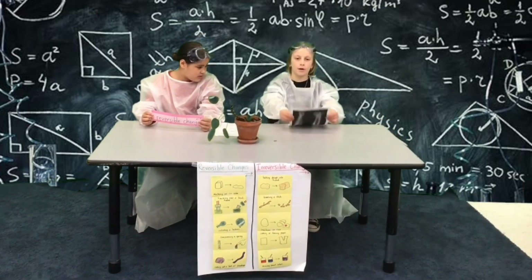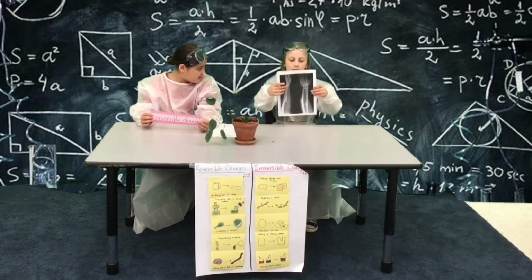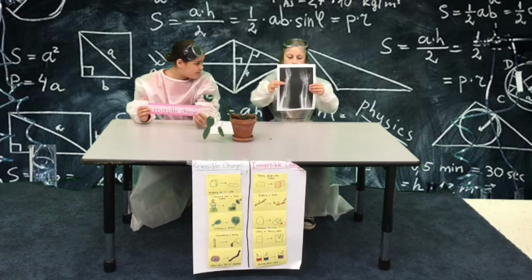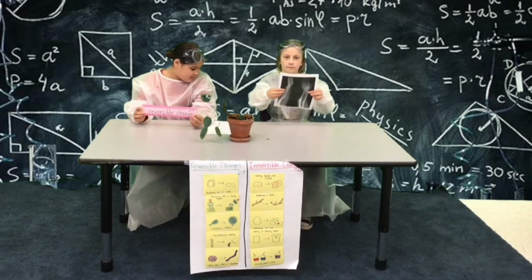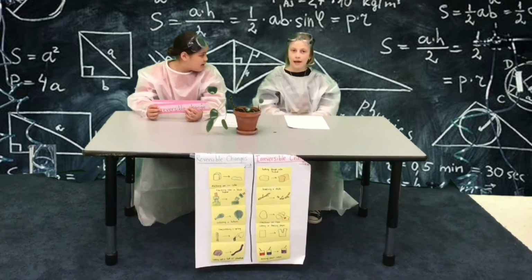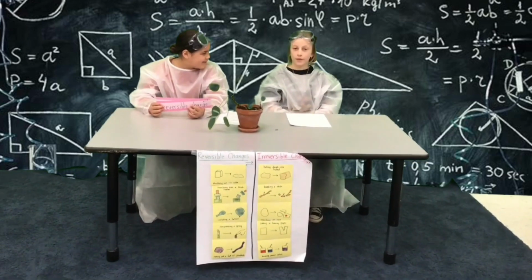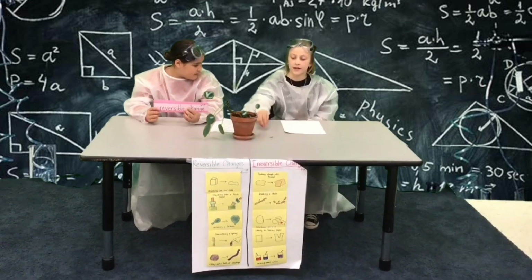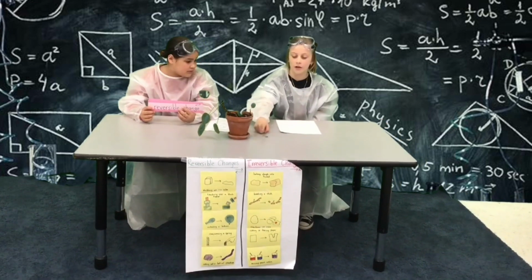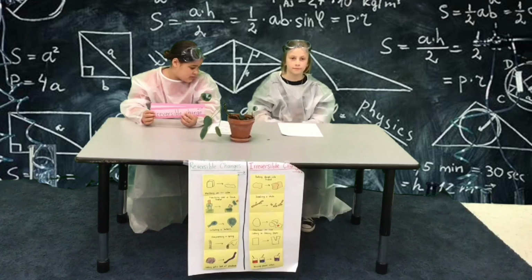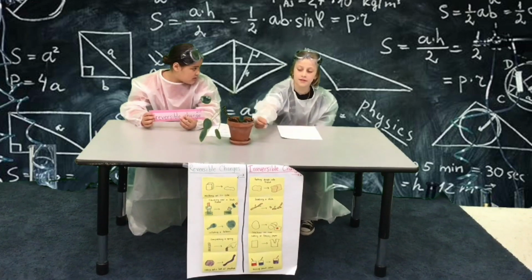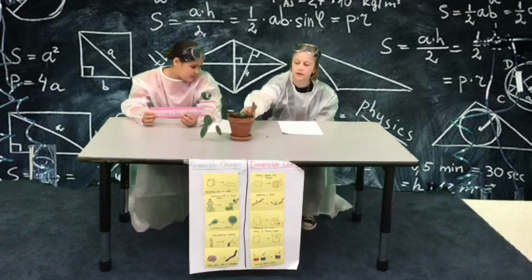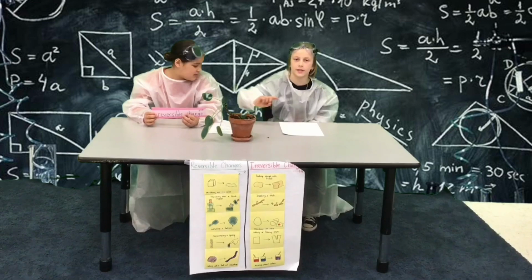A reversible change is a broken bone can go back to being healed. This person broke their bone, and now it's healed on the other side. An irreversible change is a seed, once it's grown into a plant, it cannot go back to a seed. This is the seed and this is the plant.